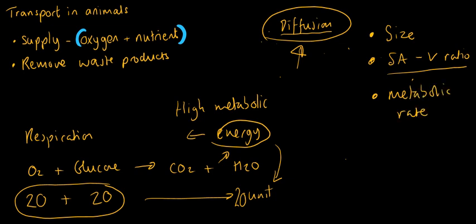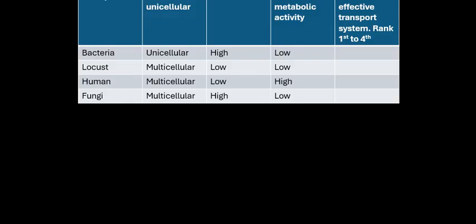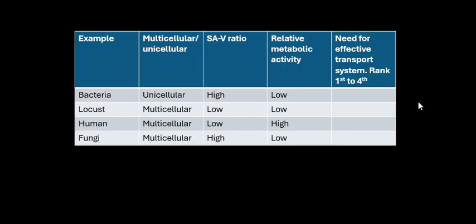Okay, so what we do now is we're going to have a look at a table. Let me just get the table into view. I just want you to pause your video, and you're going to see if we can rank the need for effective transport system 1 to 4.